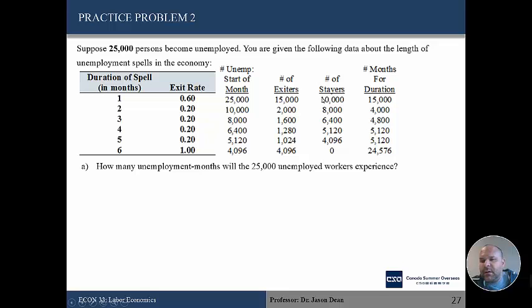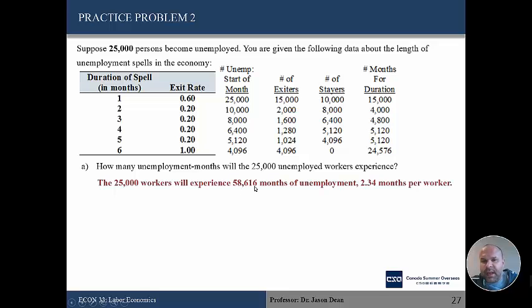Okay? And so after the first month, there were 15,000 months of people being unemployed. Okay? So we say months for duration 15,000. These people are also unemployed, but we still don't know how long they're going to be unemployed for. So at the end of the first month, there were 15,000 people, 15,000 months of being unemployed. You're just taking 15,000 times 1 month. Okay, so the 25,000 workers will experience.